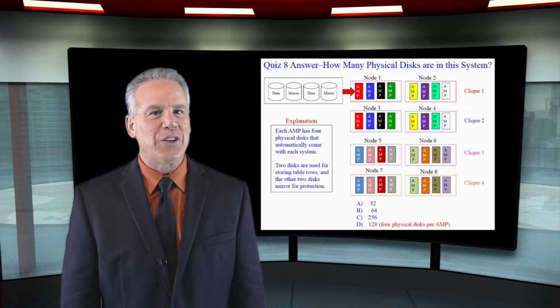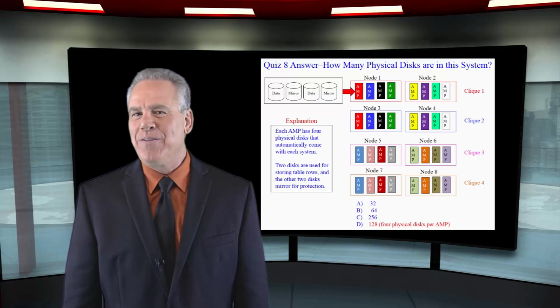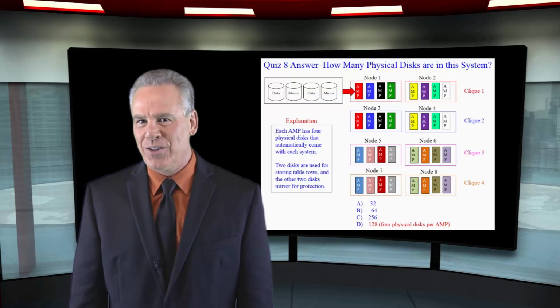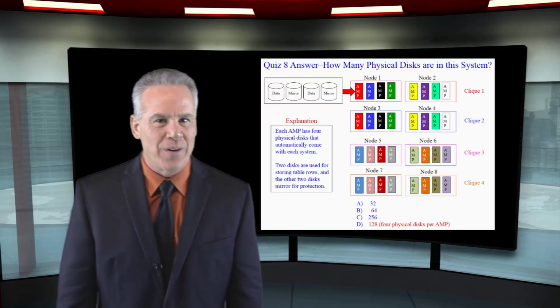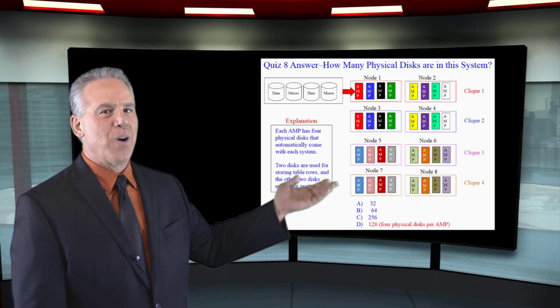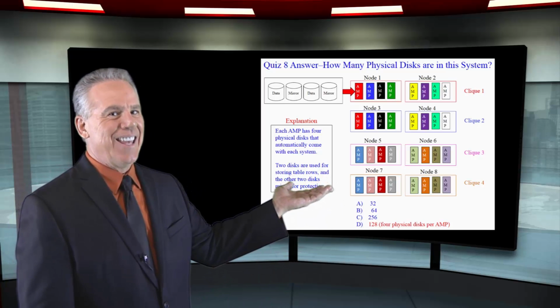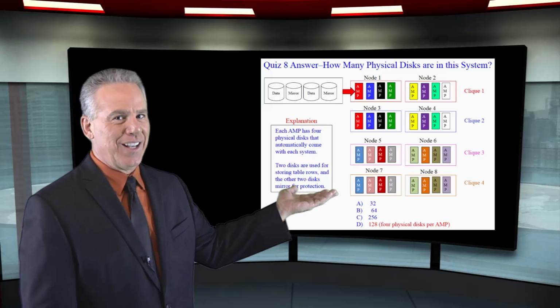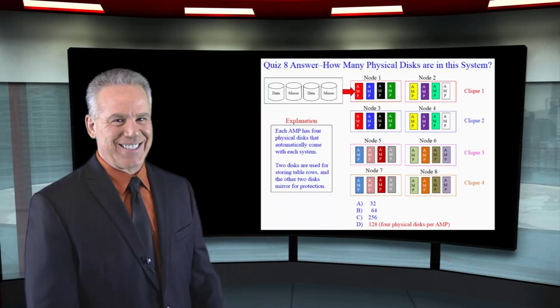There's 4 physical disks per amp. We've got 32 amps in our picture. 32 times 4, there are 128 disks in this picture. Physical disks, not virtual disks.